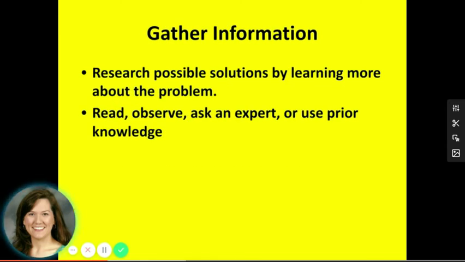Second step is gather information. This is where you're going to research or you're going to make observations, but research possible solutions to your question or your problem by learning more about the problem. Ways to gather information would be reading about it, going online, finding articles, finding books that are written on the topic. You might observe what's going on. You can ask an expert, somebody that knows something about the topic, to find out more information in order to solve the problem. Sometimes you might even use prior knowledge, what you already know about the topic or the problem, to be able to fix it or get an answer.